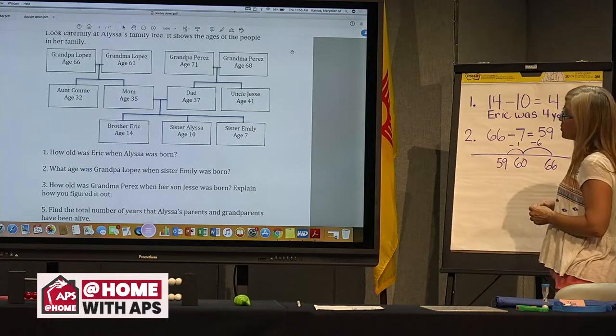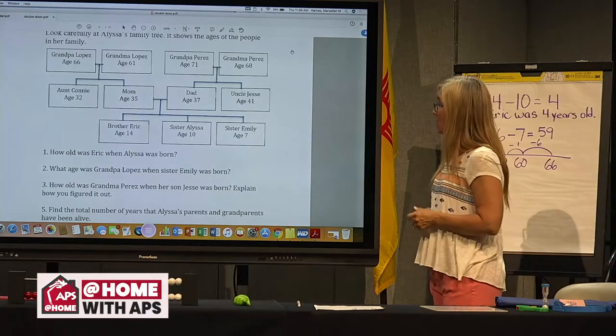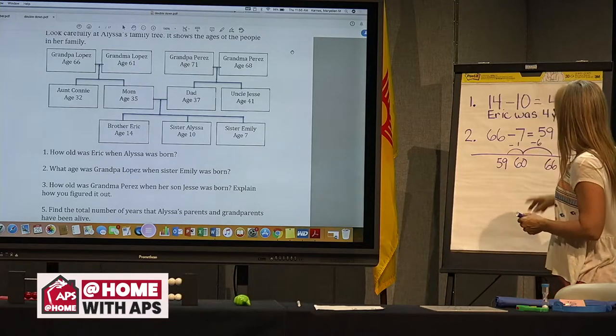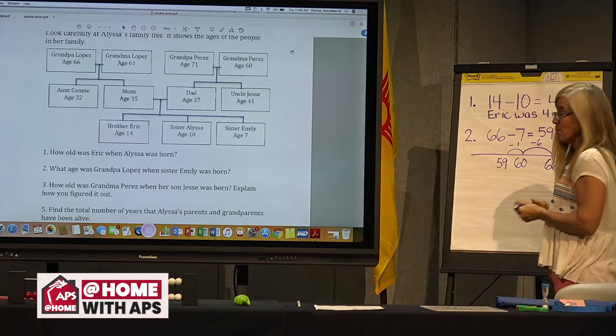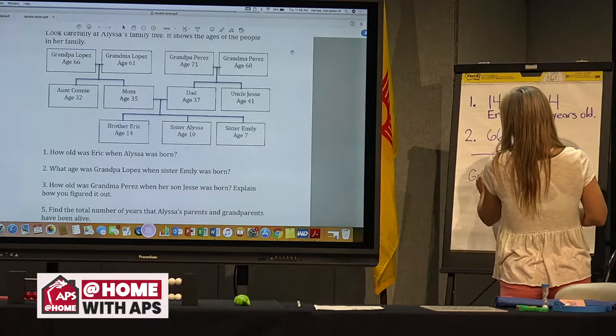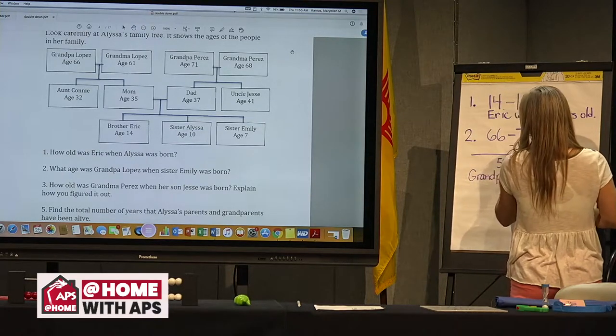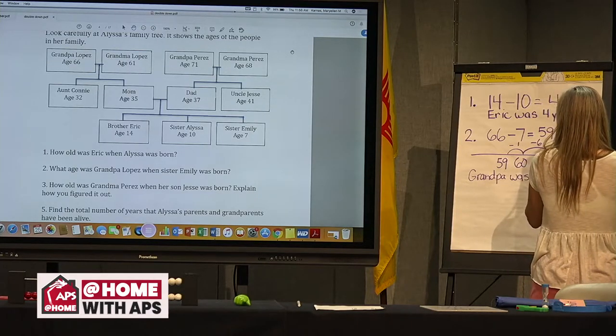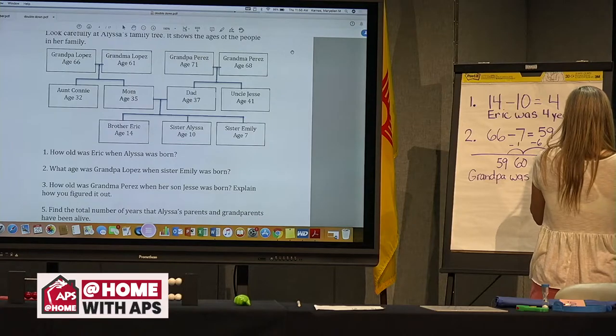Okay, and we have to make sure that we answered our question. What age was Grandpa Lopez when Emily's sister Emily was born? We think he was 59, right? Grandpa was 59 years old.